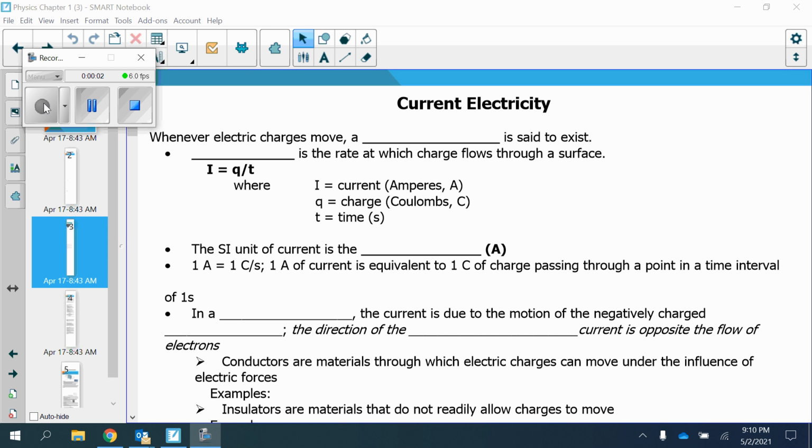Hello, Science 30s. This is the next lesson from the physics unit. So we're through all the field stuff that we have so far, and now on to current and electricity, and we'll get into some circuit stuff as well.